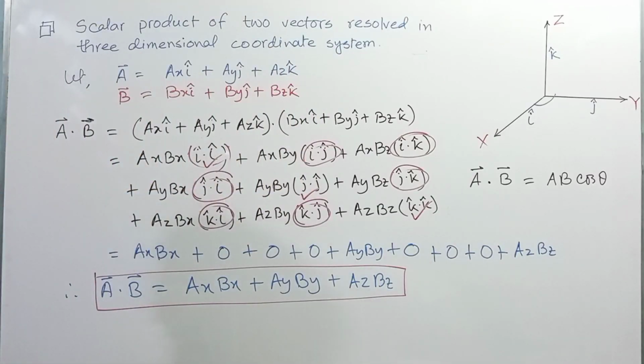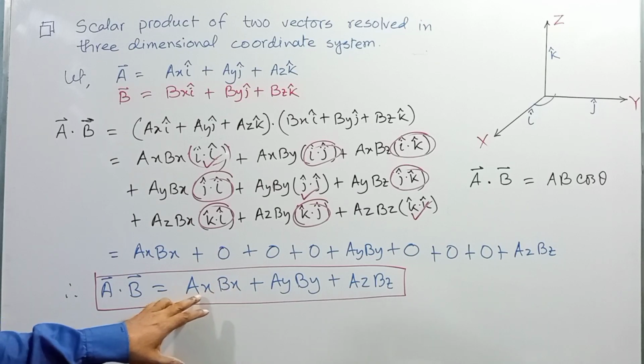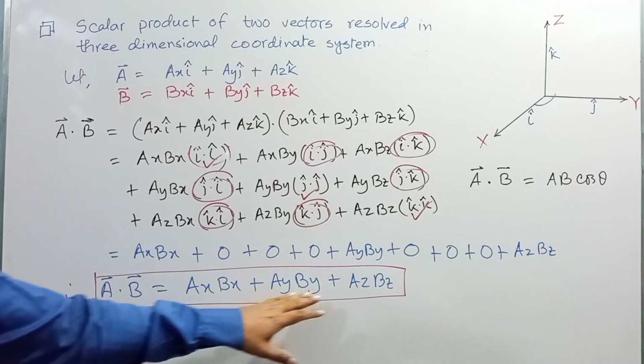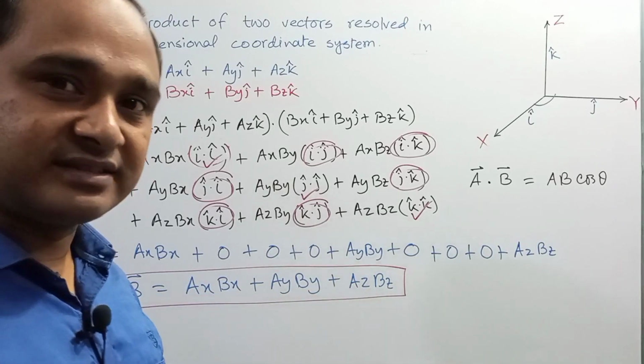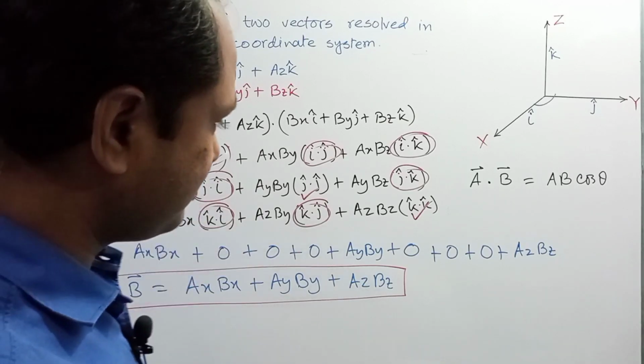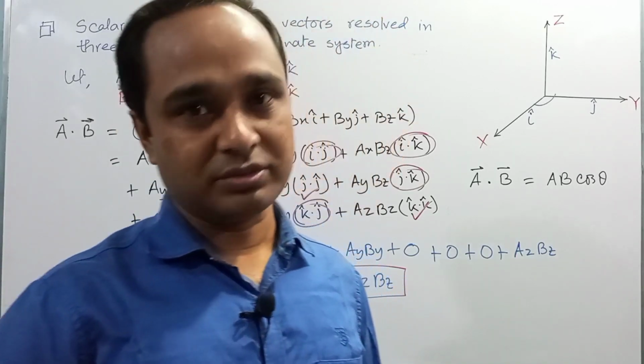Here you have to mind that only the corresponding components will remain: ax bx, that is these two components related to x axis, these two components related to y axis, and these related to z axis. Only the corresponding components will remain and other components will become 0.